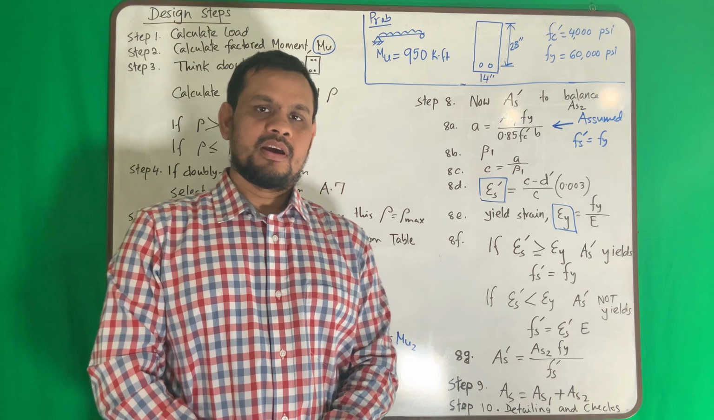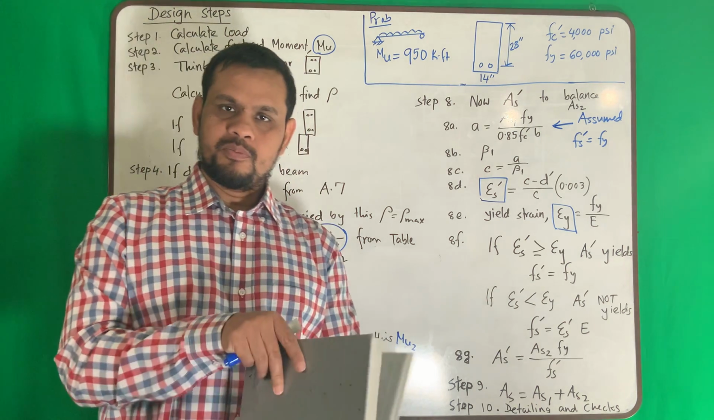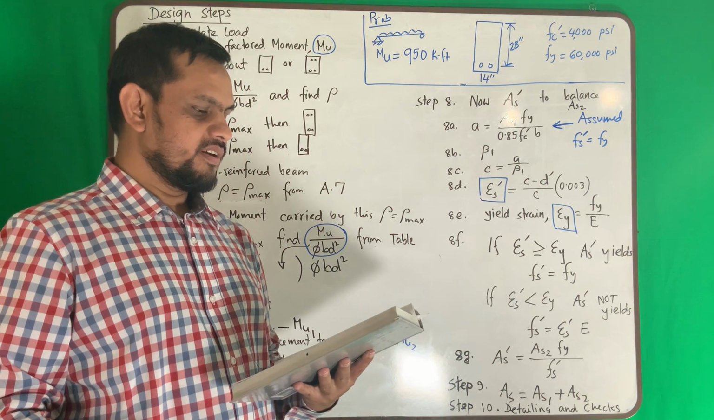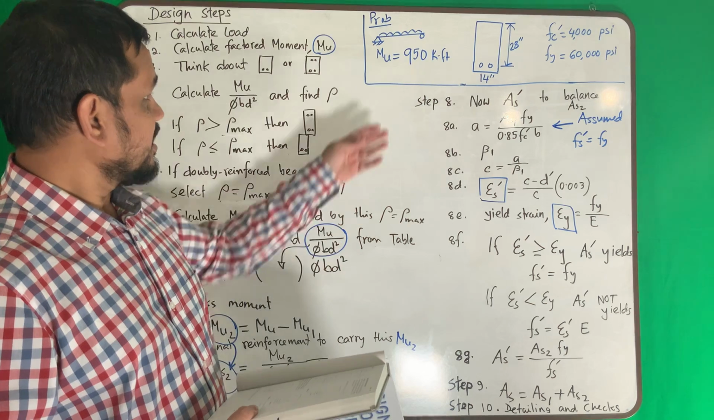This time I will design a doubly reinforced beam from your book. It is problem 5.35. The problem says that there is a beam.